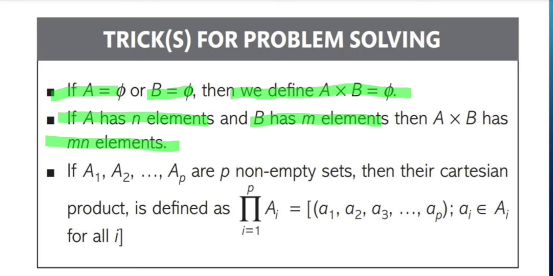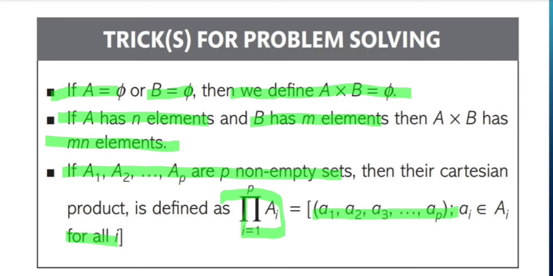And the third trick is, if A1, A2, and so on up to AP are P non-empty sets, then their Cartesian product is defined as the product over i equals 1 to P of Ai, which equals A1 Cartesian A2 Cartesian A3, and so on up to AP, where ai belongs to what? The set Ai for all i. Got it? These are some tricks which are useful while solving day-to-day practical problems, right?